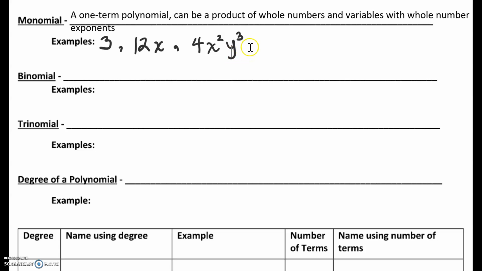If we have any addition or subtraction symbols, we're no longer a monomial, because addition and subtraction symbols are what separate terms. So let's make a note here. Addition and subtraction separate terms.